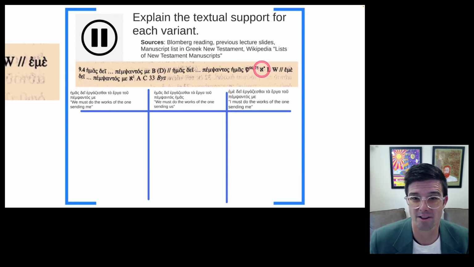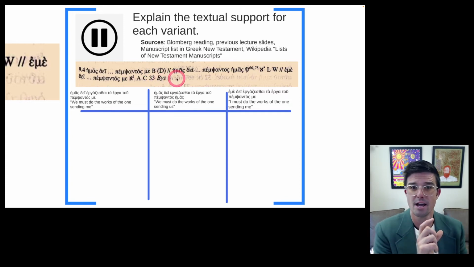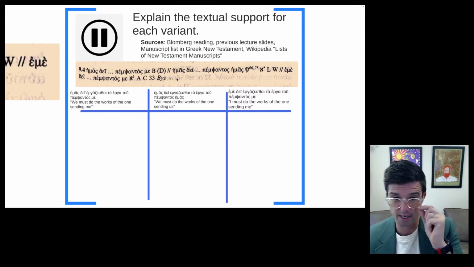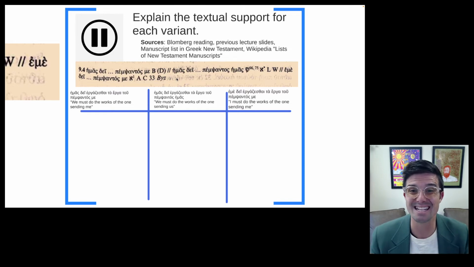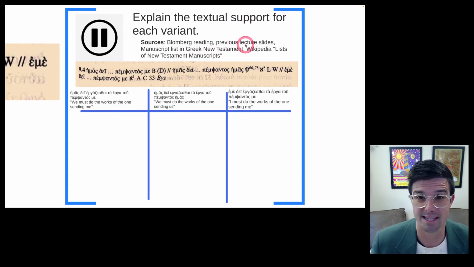What does this Hebrew aleph mean? What does this L mean? What does this W mean? What does this aleph with a 1 mean? What do this A, C, 33, and BYZ mean? What do these all mean? These are symbols that are standing for particular manuscripts. So what are the names of these manuscripts and what date do they come from? This is all going to give you information about the names and the dates.